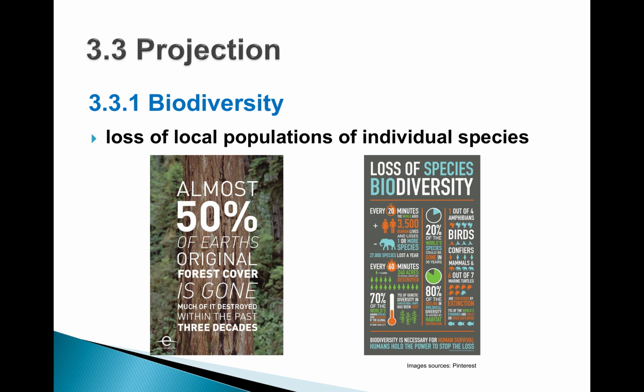Finally, let's look at the projection. First one, the biodiversity. Destruction of habitat results in loss of local populations of individual species. Many species of plants and animals rely on specific habitats in order to survive. Once these habitats are lost or degraded, there is usually a significant effect on biodiversity.